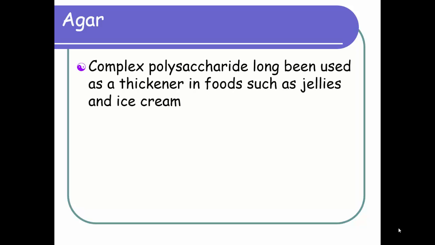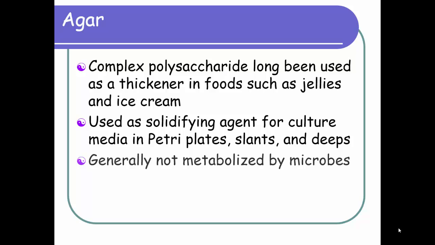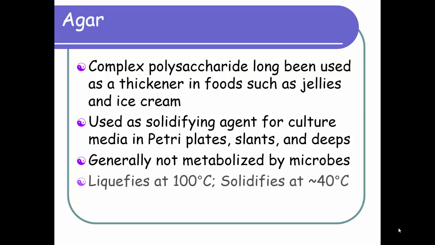Agar is a complex polysaccharide that's long been used as a thickener in foods such as jellies and ice cream. Agar is basically gelatin. It's used as a solidifying agent for culture medias in petri dishes, the slant tubes, and the deep media tubes. Generally, because it is a complex polysaccharide, most microbes cannot metabolize the agar. Therefore, it is an inert substance in the media.